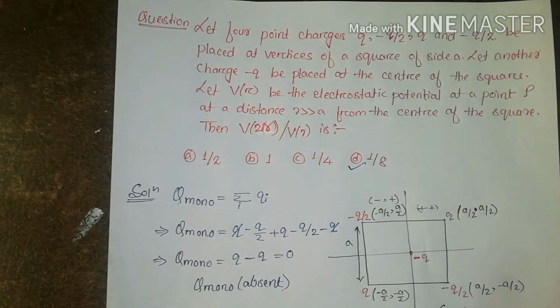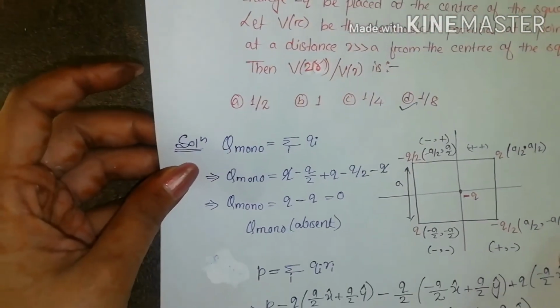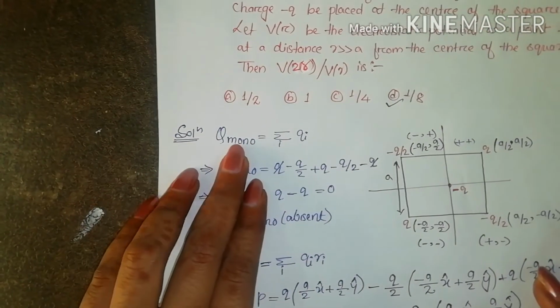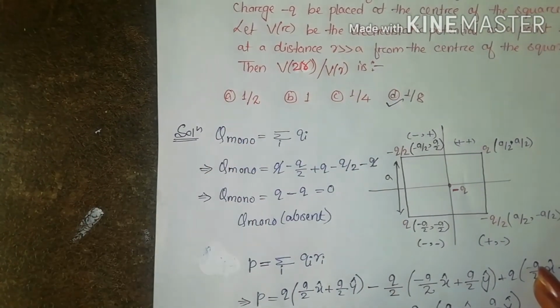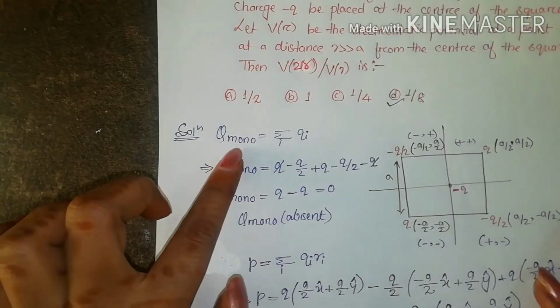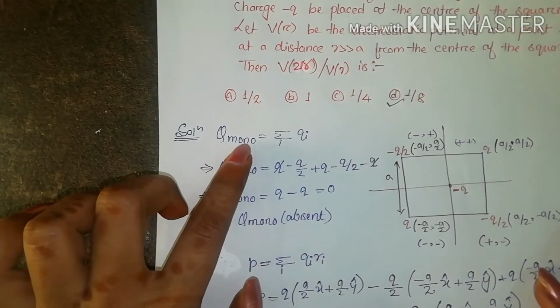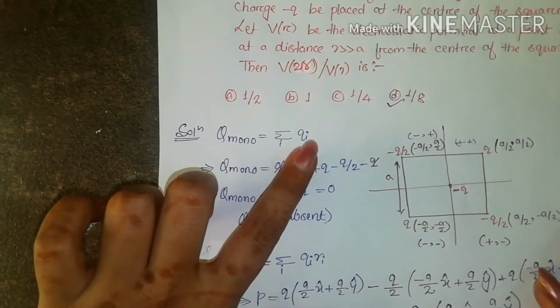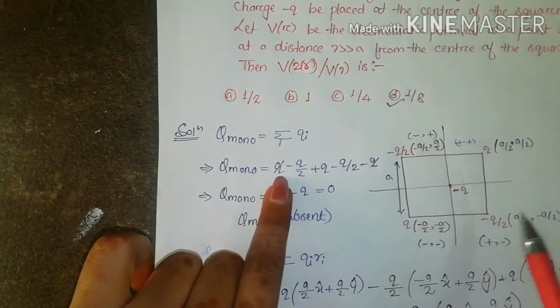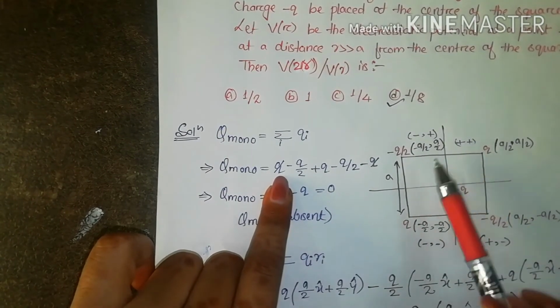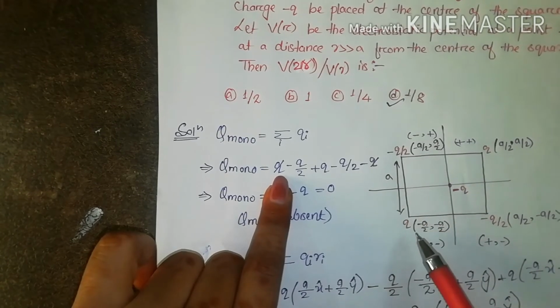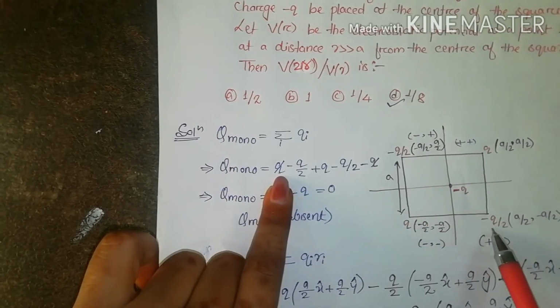So we have to keep in mind we can find the dipole of a system. For this, first of all we will find Q mono. This is the first thing we have to find. We have to check whether Q mono is existing, meaning whether it is absent or present. So Q mono is equal to what? The summation over Qi. Here we have 4 charges, so this is minus q by 2 plus q plus minus q by 2.